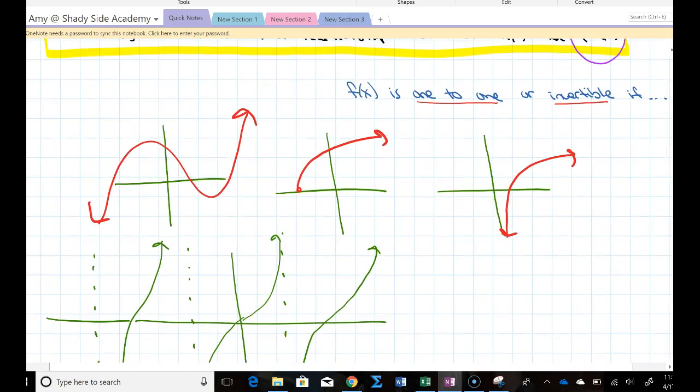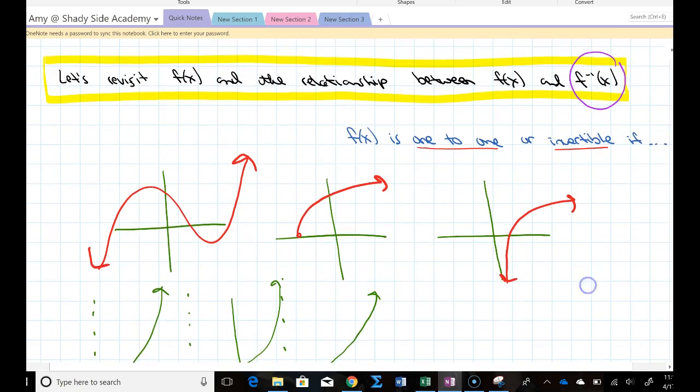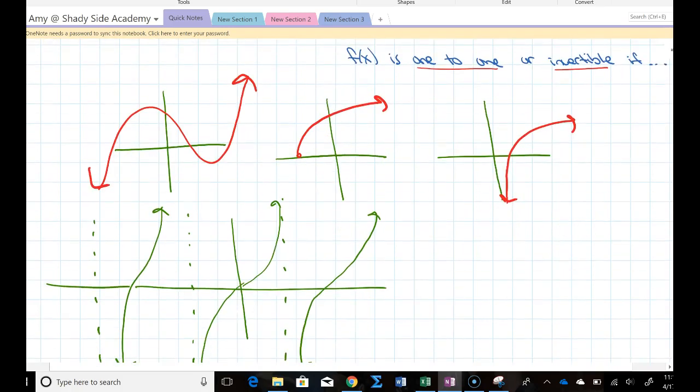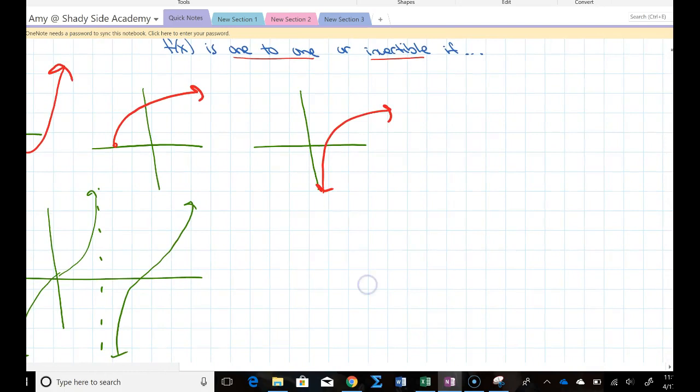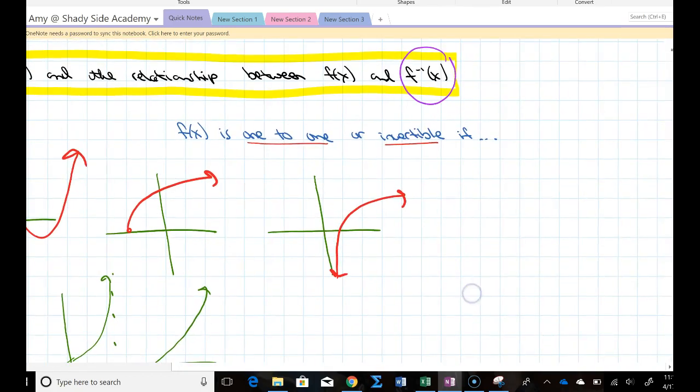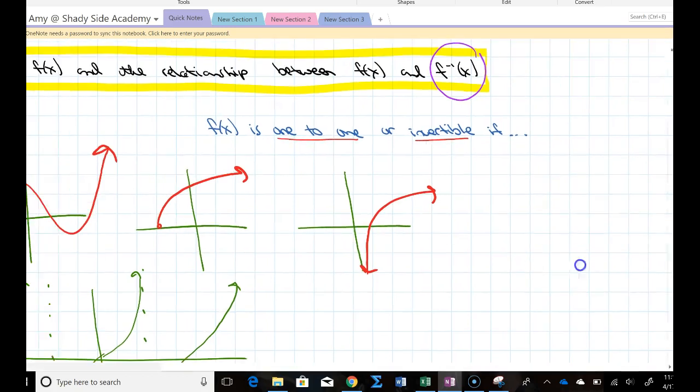A function is one-to-one if the reflection image of f of x over the line y equals x is also a function. So you may have to go way back and scratch your brain a little bit. When we talked about the relationship between f of x and its inverse, graphically, when you reflect f of x over the line y equals x, the image you get is the inverse of f of x.